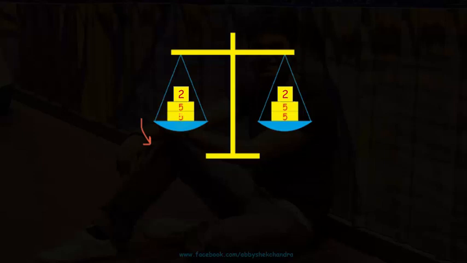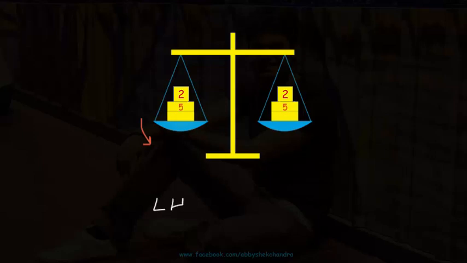Similarly, if we remove 5 kgs from the left side of the beam balance, we will need to remove 5 kgs from the right side as well to keep the beam balance balanced. So whatever weight we add or remove from one side of a balanced beam balance, we need to add or remove an equal amount of weight to or from the other side to keep the beam balance balanced.